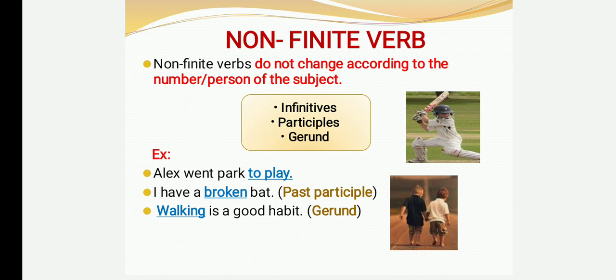So the word always used to follow by the preposition "to" comes under infinitives. And next one is participles. Participles are of two types. One is past participle and the other is present participle. The past participle we call it as the third form of the verb. For example, write, wrote, written.